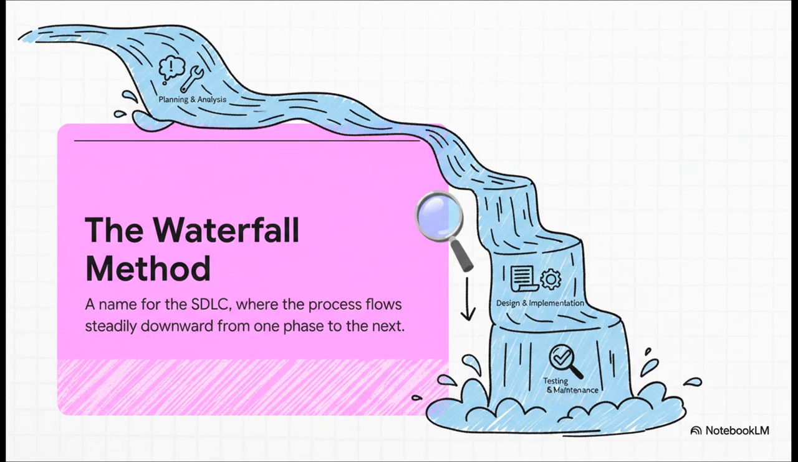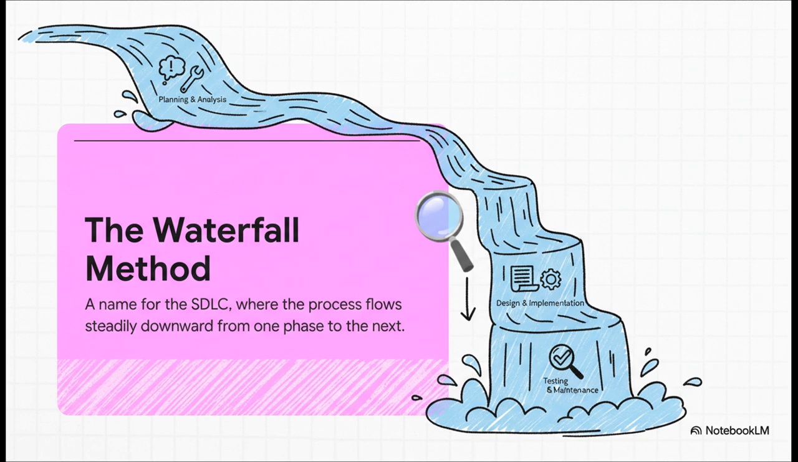Now, you'll often hear this process called the waterfall method. And the name is perfect, really. Just imagine water flowing down a series of rocks. It can't get to the next rock until it's completely finished with the one above it. That's the core idea here. Each phase has to be totally done before the project can flow down to the next one.